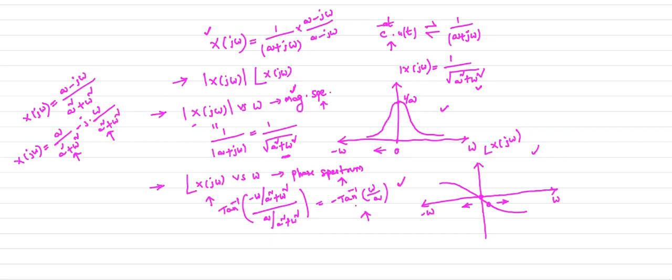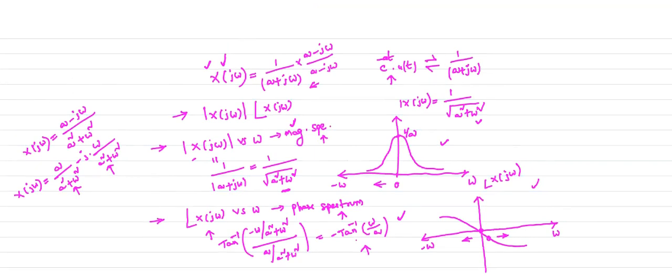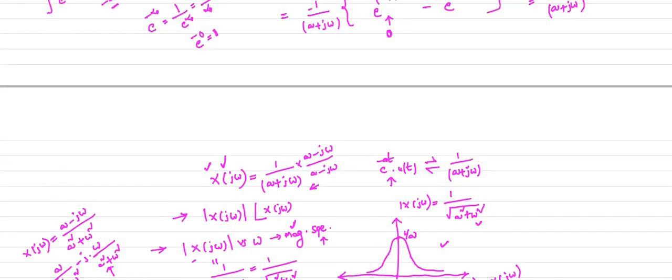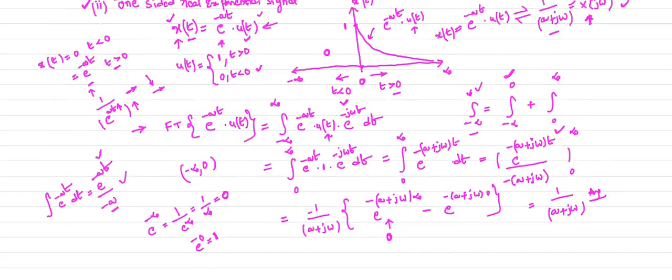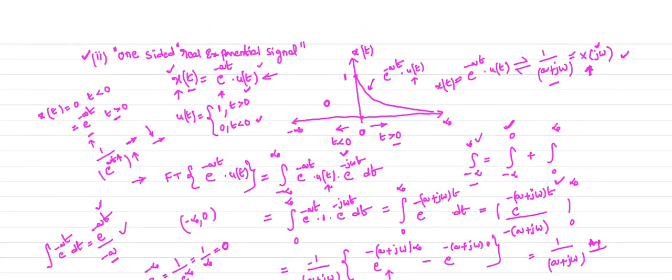So how can you find out the phase? To find the phase, we need the real and imaginary parts of your frequency domain signal. You just rationalize the equation to get the real and imaginary parts, so that we get the phase of the function. So this is about the Fourier transform of the one-sided real exponential signal.